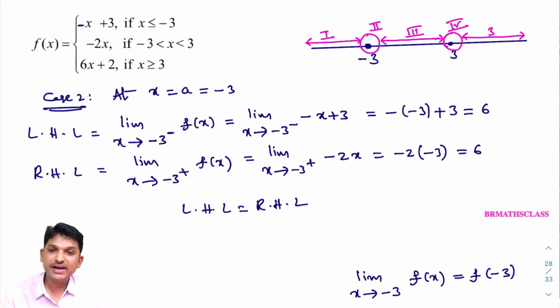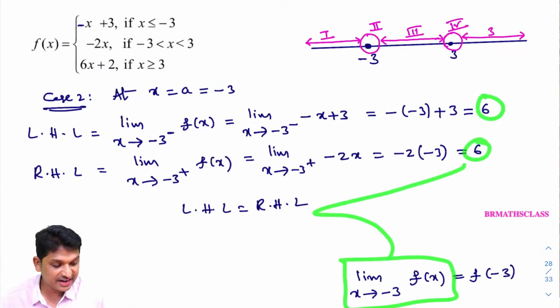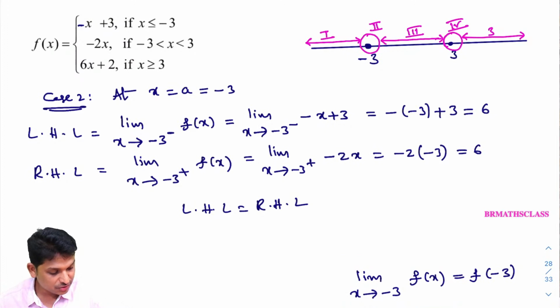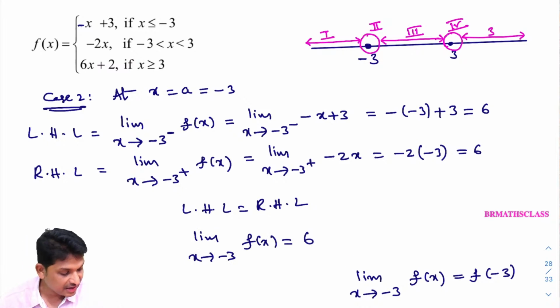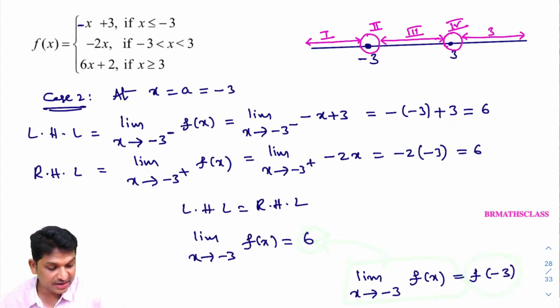Left hand limit equal to right hand limit. So what I can say, when left hand limit is same as right hand limit, then I can say that this value is 6. Correct? You know that from the limits chapter. So I'll write limit x approaches to minus 3 f of x equals 6. See, I calculated this value, I got 6. Now I need to calculate f of minus 3.